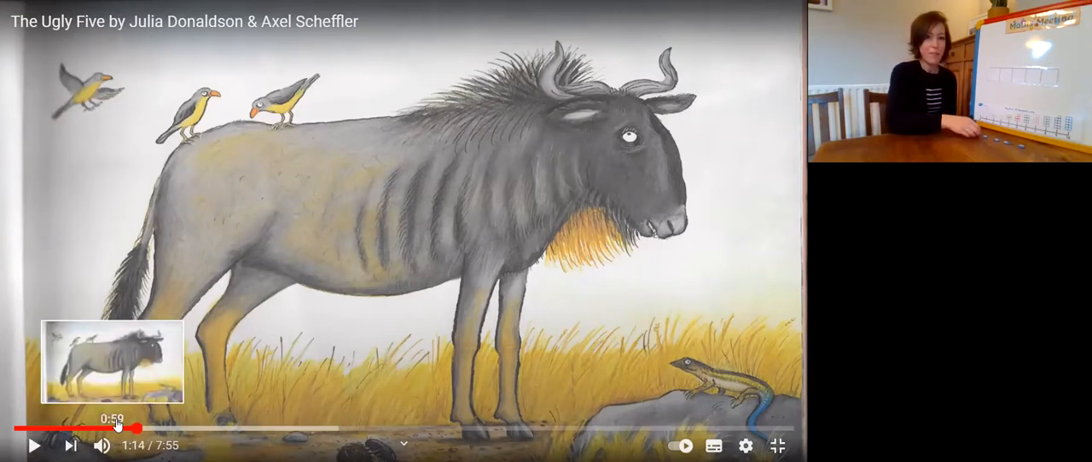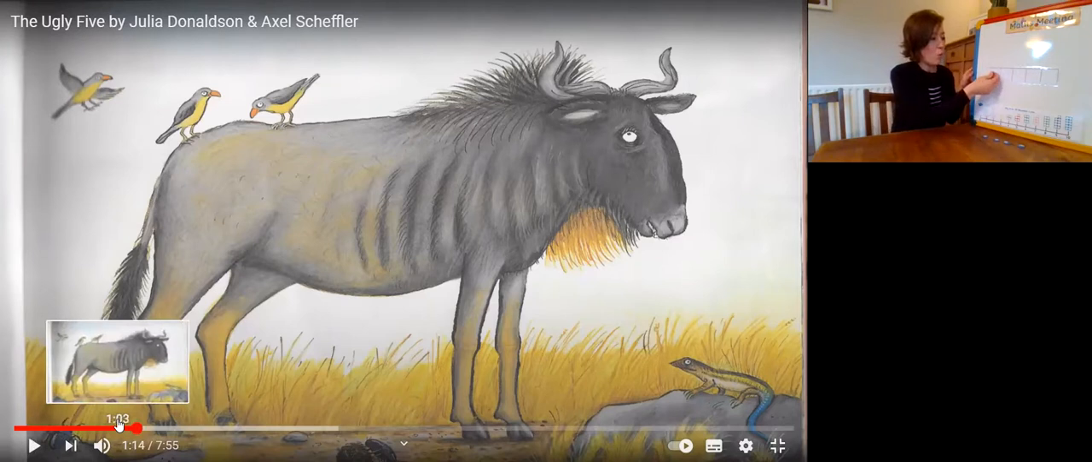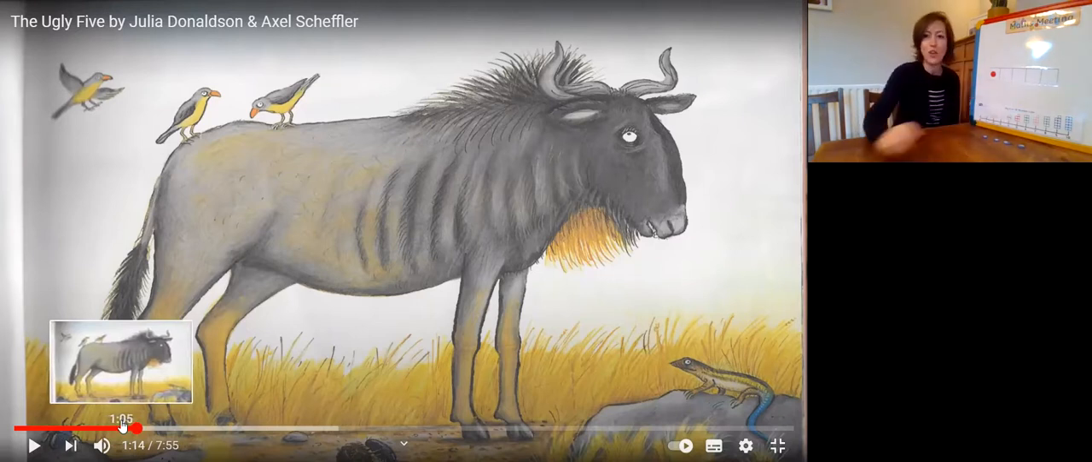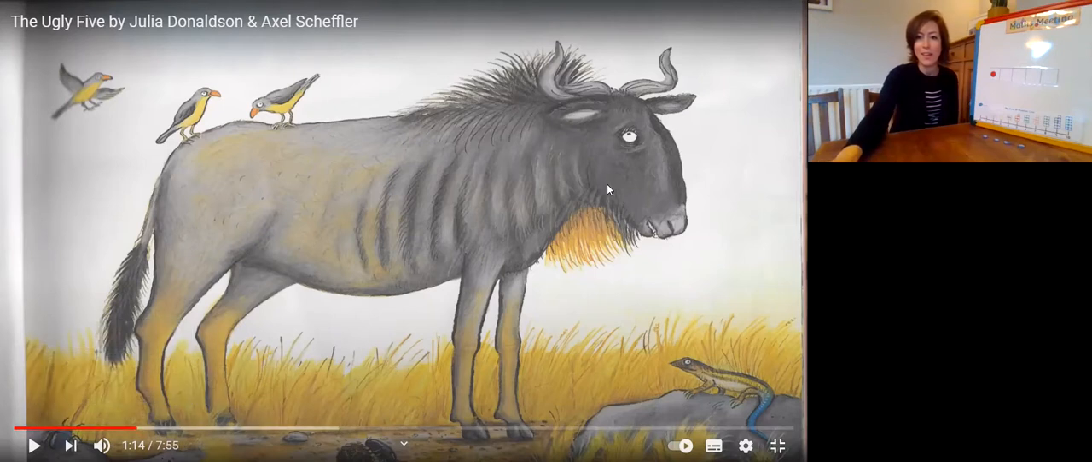Okay, so with your 5 frames and your counters, you need to put 1 counter on your 5 frame because there is 1 wildebeest. Okay, so there's 1 animal so far. So your 5 frame should look like that. Okay.